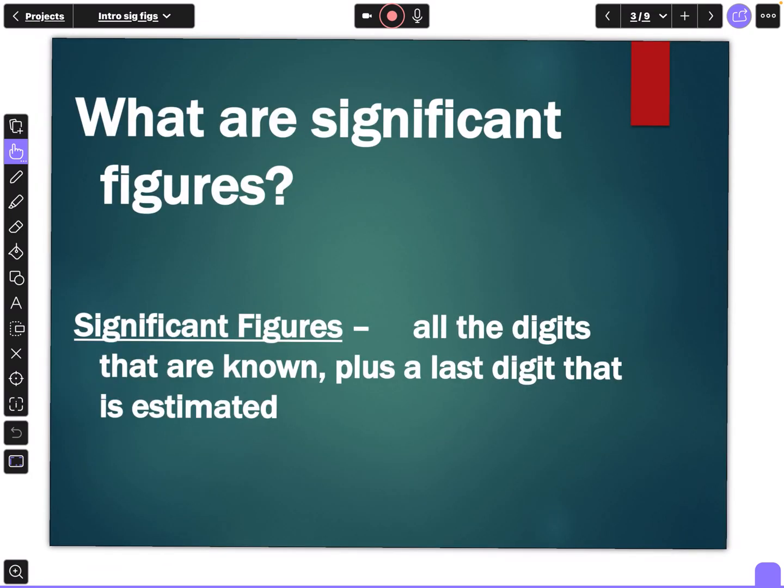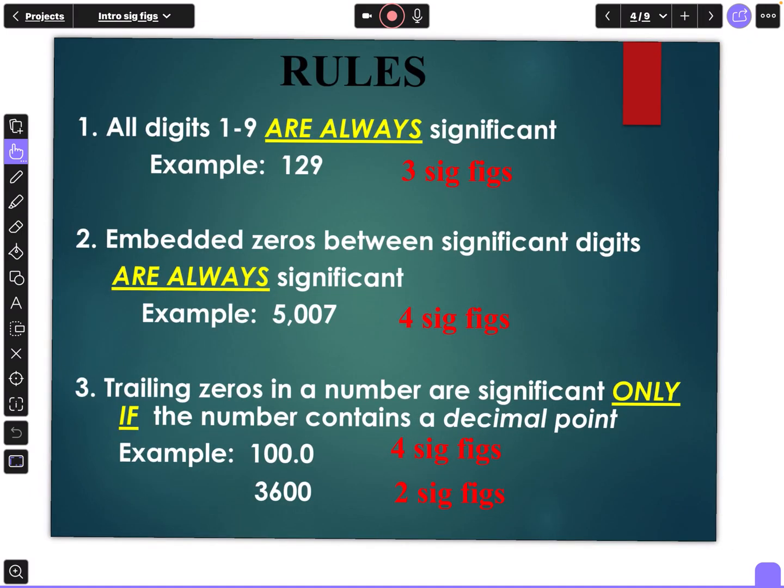So what are significant figures? They're all the digits that are known plus the last digit that is estimated in any kind of measurement that we do. Now there are rules for whether numbers are significant or not.